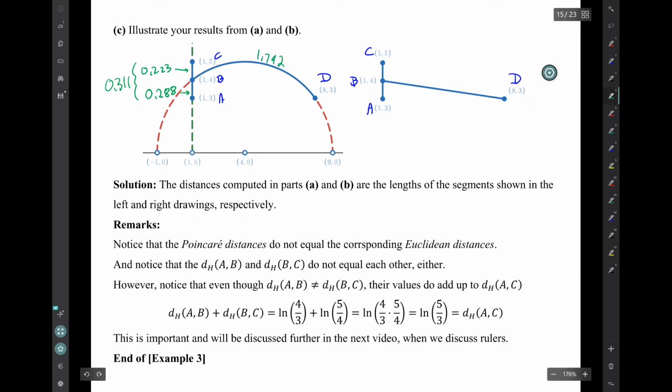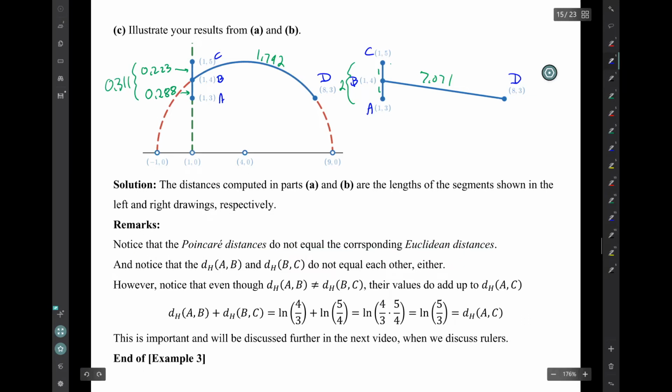Now in the Euclidean distance, the distance from A to B was 1, from B to C was 1, and from A to C was 2. From B to D, the distance was approximately 7.071. A couple of things to notice. Notice that the Poincare distances do not equal the corresponding Euclidean distances.